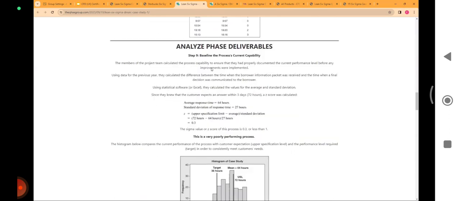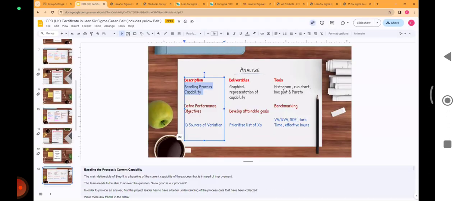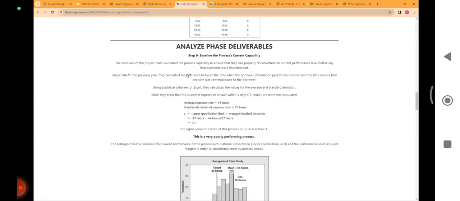Okay, so now in the analyze phase, the first thing we need to do is to calculate process capability, and then we are going to compare the current performance of the process to the target, and then do a graphical representation. What happened here is that the members of the project team calculated the process capability to ensure that they properly documented the current performance level before any improvements were implemented.